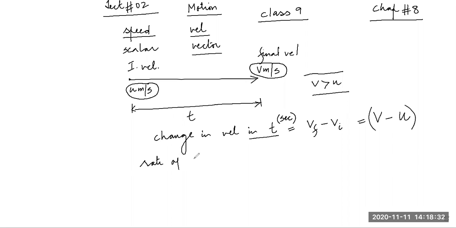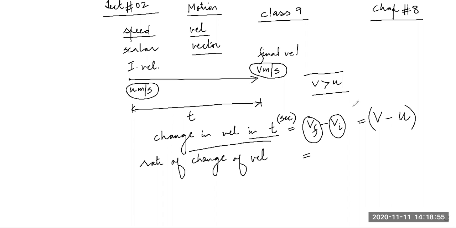So what is the rate of change of velocity? Students, this is a new term for you. First I told about change in velocity. Change in velocity is final velocity minus initial velocity. We are assuming final velocity to be v, initial velocity to be u. So v minus u is change in velocity.